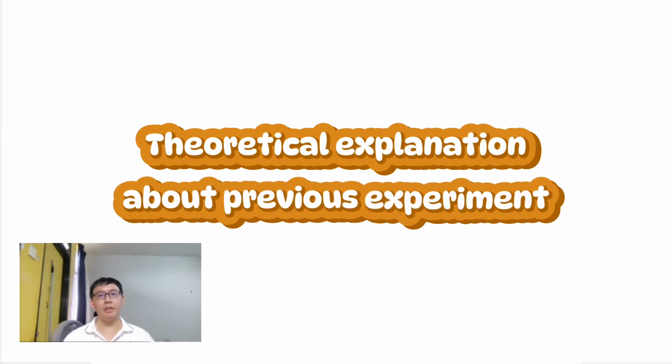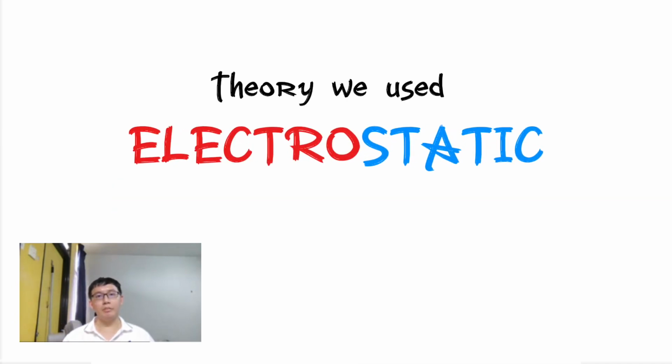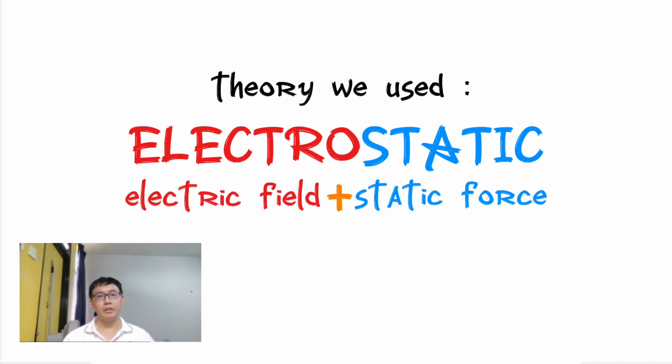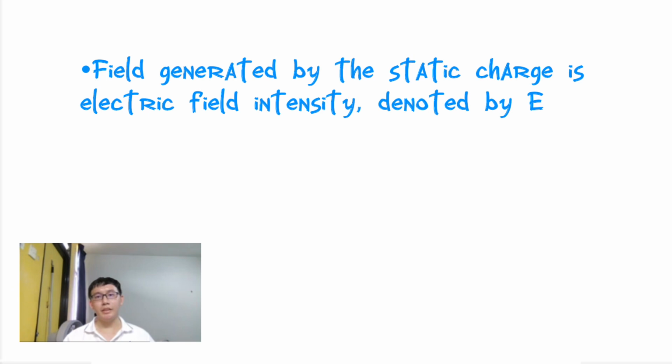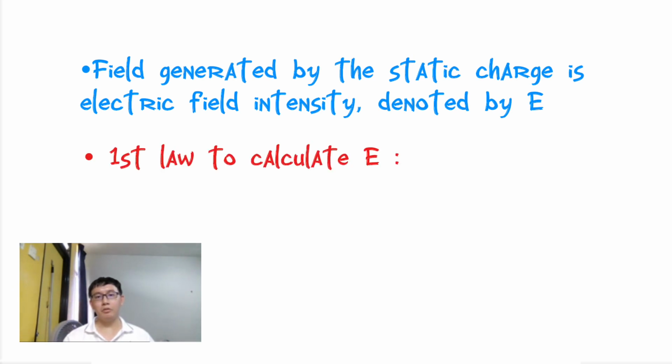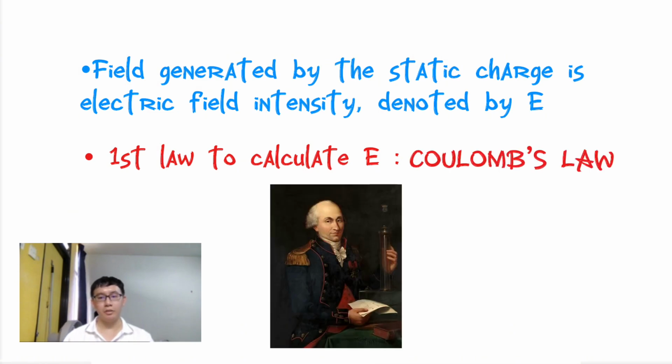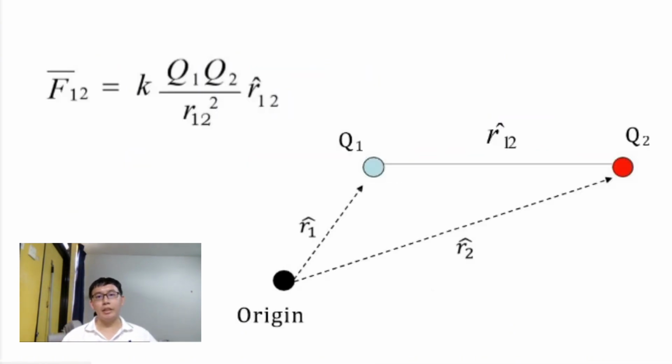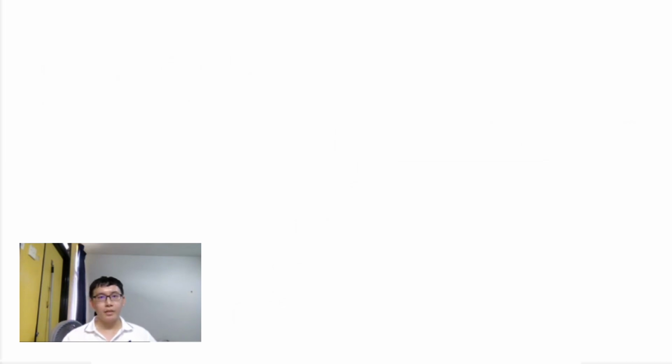Okay, next let me explain the theory we use in our experiment. The theory we use is electrostatics, which is the electric field from static charge. The field generated by the static charge is the electric field intensity, denoted by the symbol E. The first law to calculate E is Coulomb's law. The electrostatic force is directly proportional to the product of the two charges and inversely proportional to the square of the distance between the two charges.